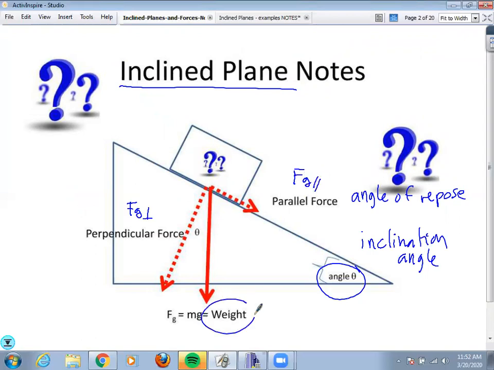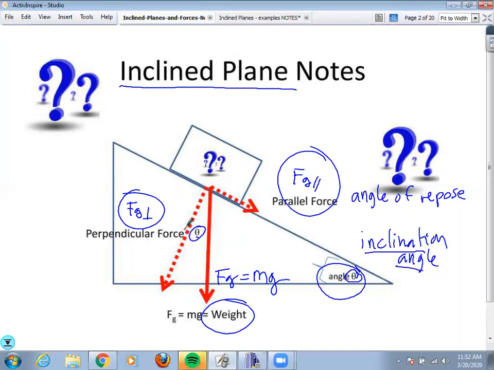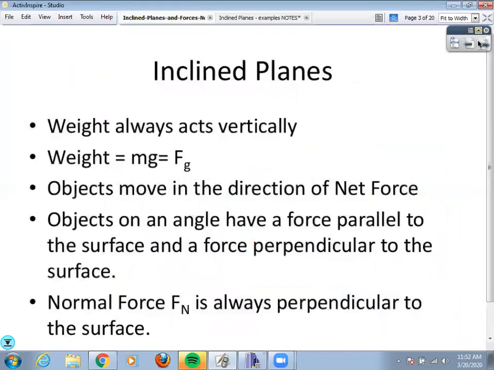Notice weight is still directed towards the center of the Earth. As this ramp increases its angle, the value of FG perpendicular and the value of FG parallel will change, but weight will still equal mg. Through some interesting trigonometry, the angle of repose or inclination angle is going to be the same as the angle up here as we go through the second page.